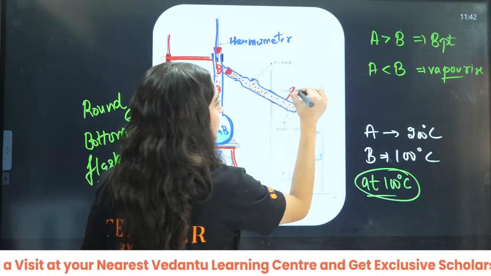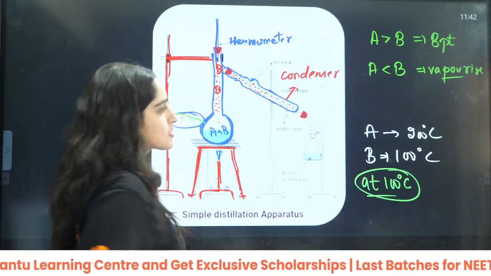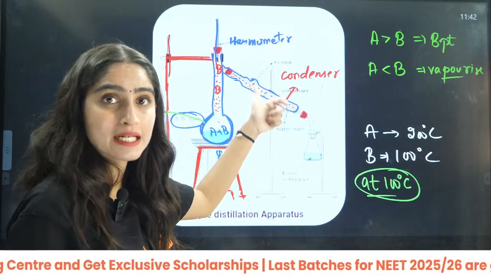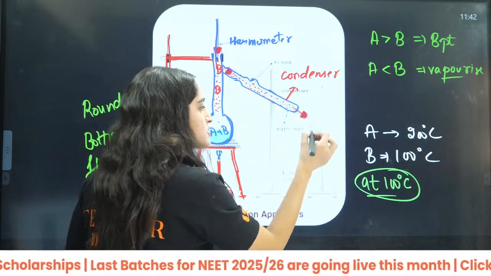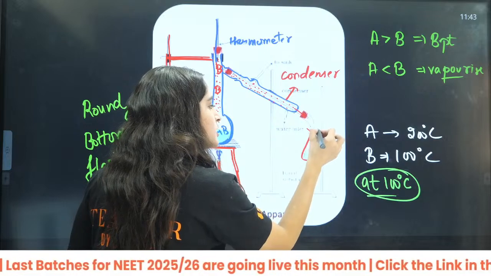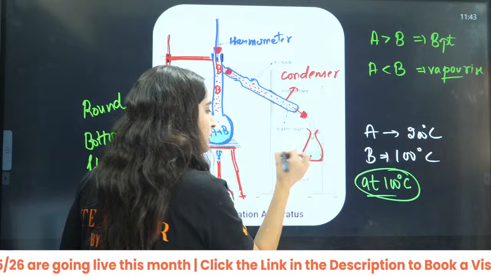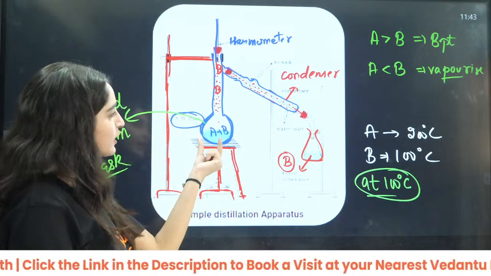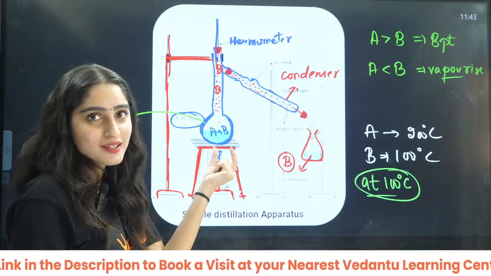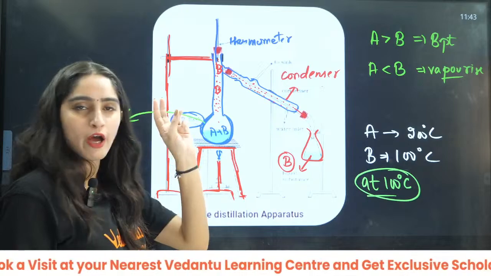Okay, this is your condenser. The gas is converted back into liquid, right? And hence, in this beaker, you will collect the B in the liquid state, and here you will have your A. Now, you have two separated components.